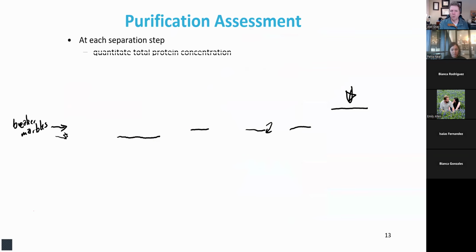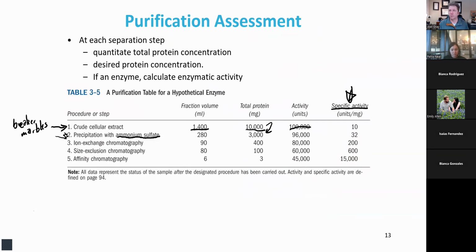So what we're wanting to see is specific activity go up, because that's kind of our measure of purity. If your specific activity has gone up, you have enriched for your particular protein. So if there's one thing that I want you to take away from this slide, it is that statement right there. Specific activity goes up, that is a great thing. That's what you want to see. That means you are enriching for your protein.